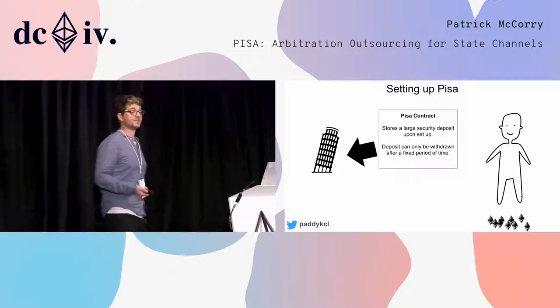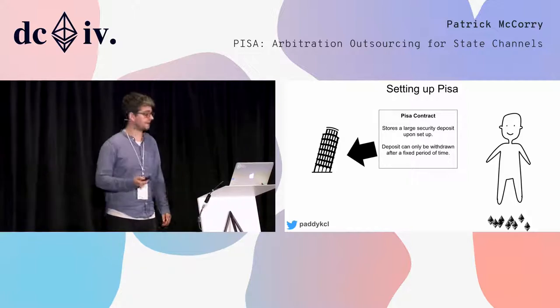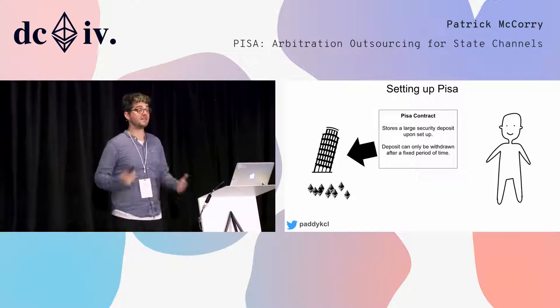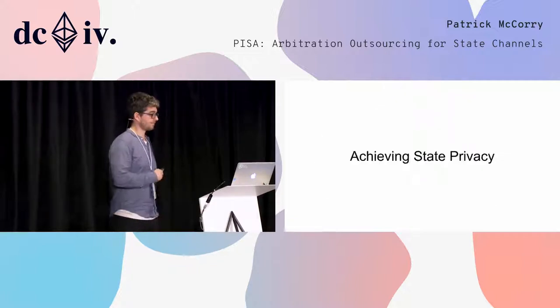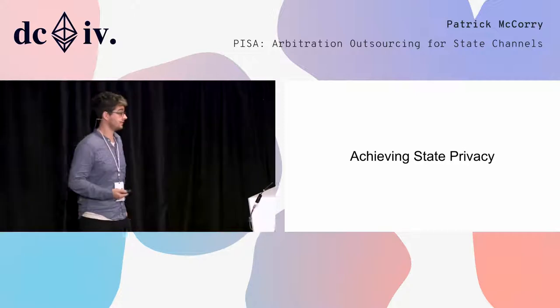And all he has to do is leave a deposit with the PISA contract. So in my 1990s animation, it's floating across, and now he's signed up. He's left his deposit, and everybody can see that this third party now wants to run a PISA service. So the next question is, how do we achieve state privacy?